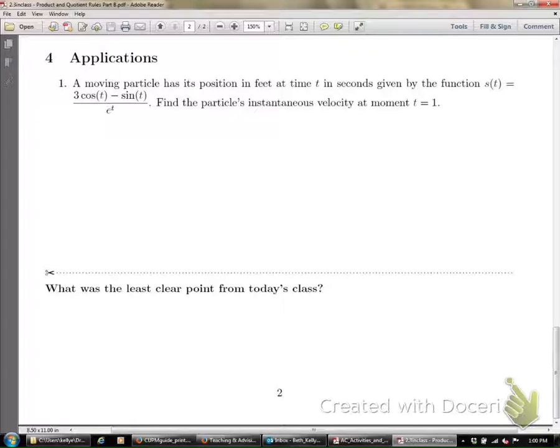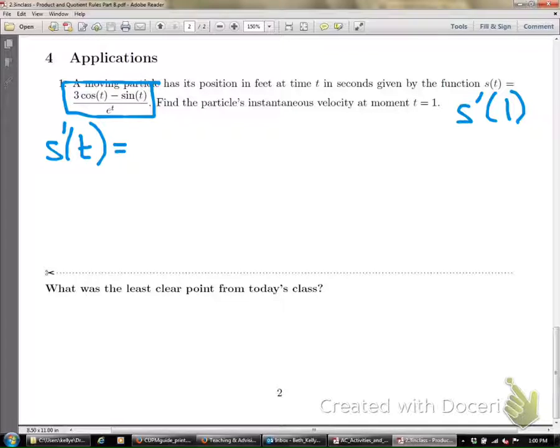Instantaneous velocity should signal to you that's the derivative of the position function. And we are given the position function, so that's what we want. We want s prime of 1. So in order to find s prime of 1, we better find s prime of t. And looking at s of t, the fundamental structure of that function is a quotient. That's sort of the last thing you would do in order of operations. So we're going to use the quotient rule.